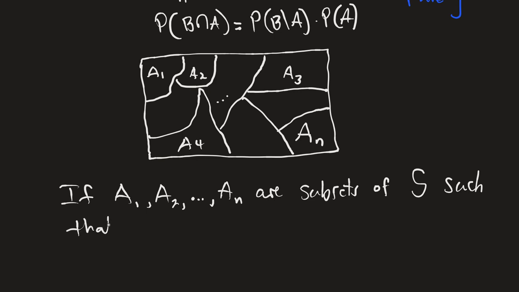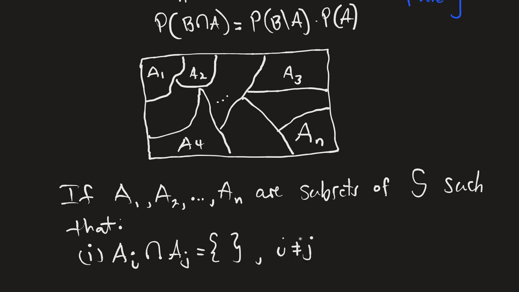So the first requirement is that they don't overlap. So if I take A2 and intersect it with A3, they have nothing in common. Similarly, if I take A4 and intersect it with A1, or A4 intersected with any other set A, then they'll have no elements in common. So the first requirement is this, and this is how it's written: A_i intersect A_j is our empty set as long as i and j are different, so as long as i is not equal to j.